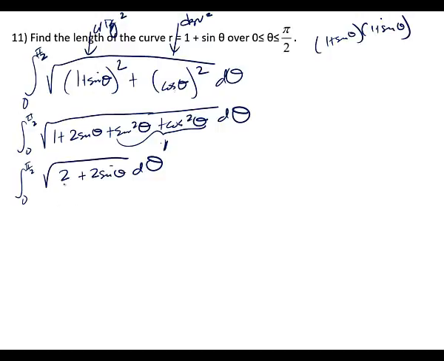All right. What can I factor out? 2. I can take a 2 out, but I'm not just taking a 2 out, I'm taking out a radical 2. All right, notice I have yet to integrate anything.